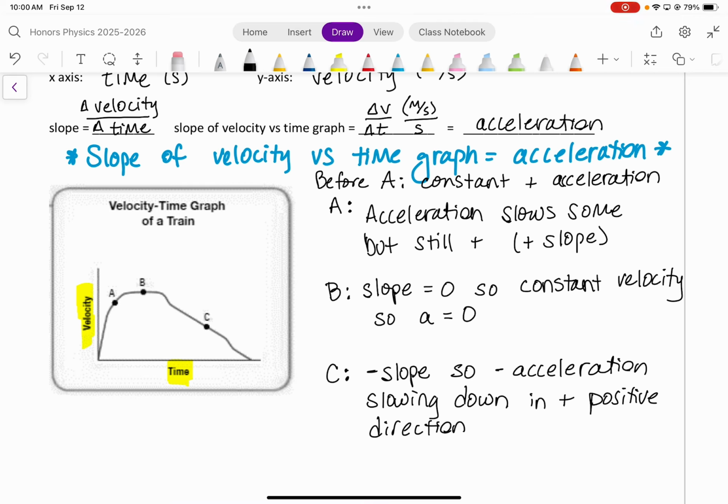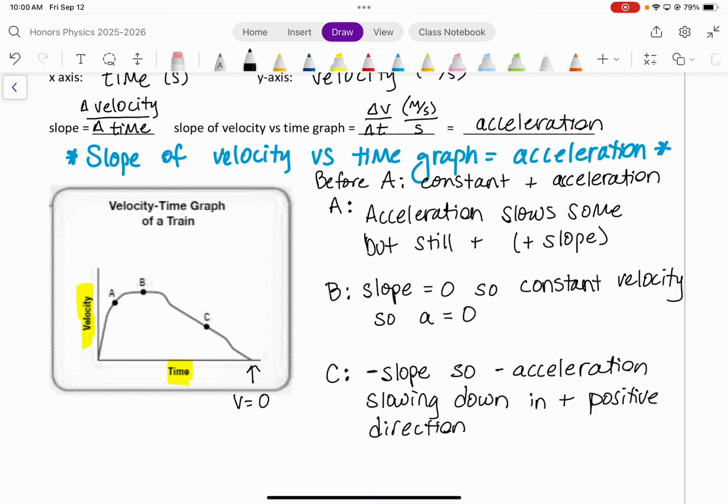So it's speeding up, speeding up, speeding up, speeding up, not quite as much, and then constant velocity, and then slowing down, not slowing down quite as much, slowing down, then slowing down more. And what happens at this point here? It stops. Its velocity equals 0 at that point. All right? So velocity equals 0 when it touches the x-axis.